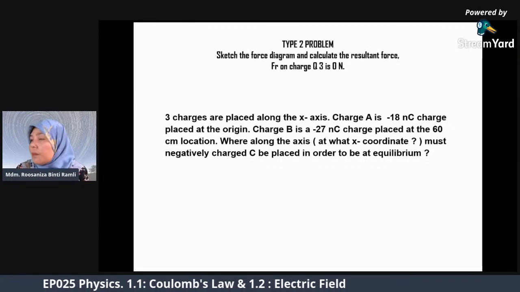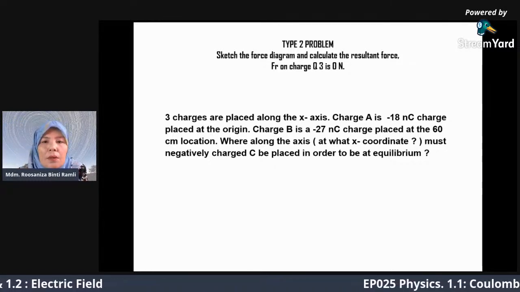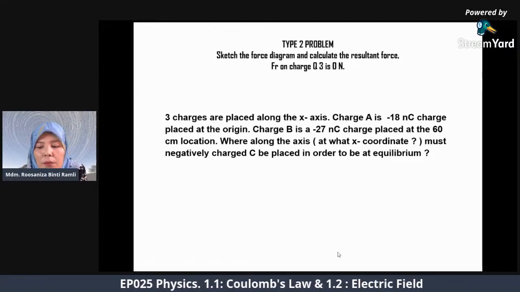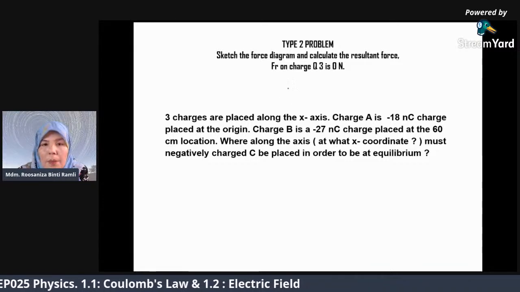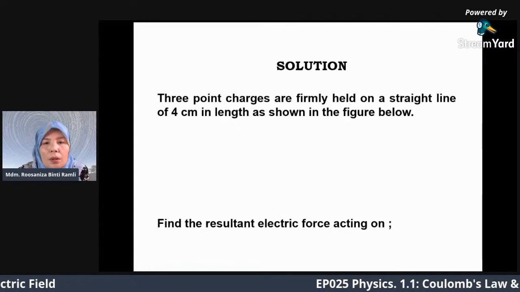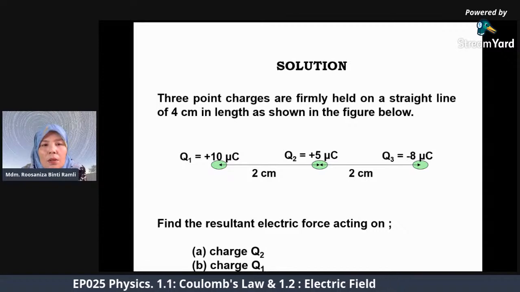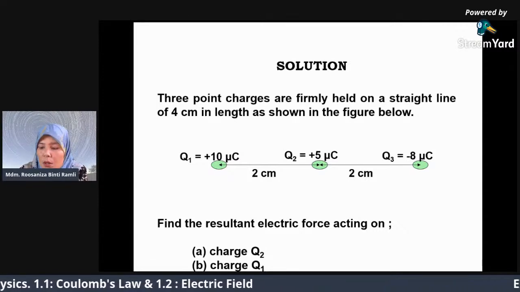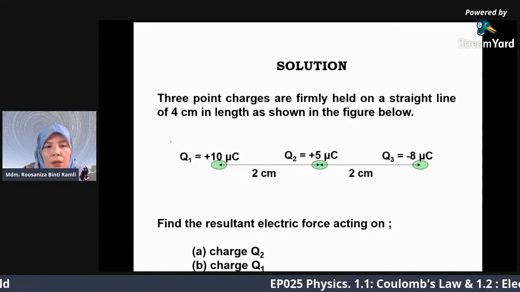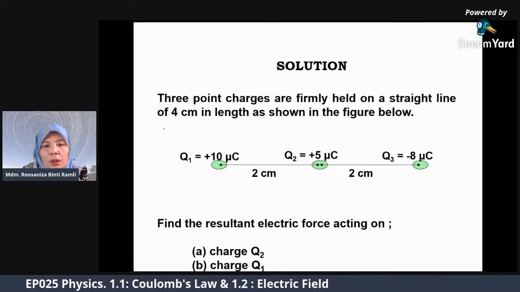Okay. This is the example for the question. Sketch the force diagram and calculate the resultant force on charge Q3 is 0 Newton. So first you have to find out the force on which charge. Three point charges are firmly held on a straight line of 4 cm in length as shown in the figure below. So first, when you get the question, you have to draw the diagram. So you have to know how to draw a diagram.